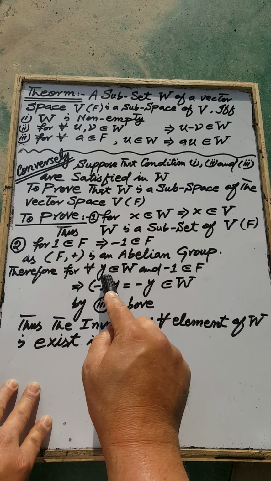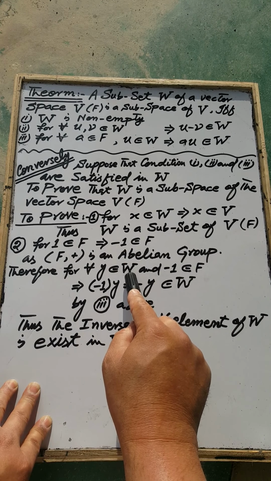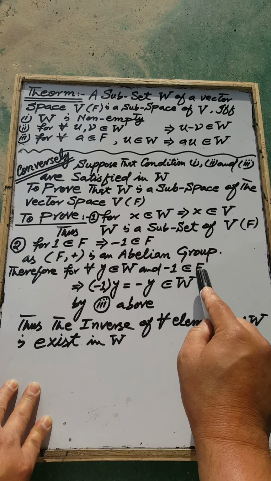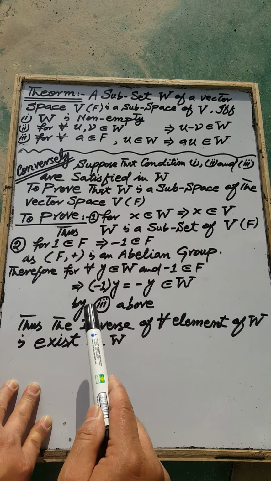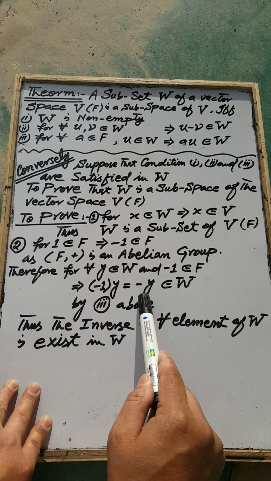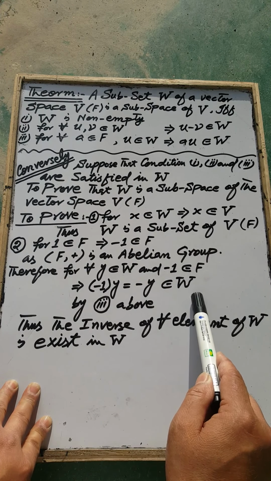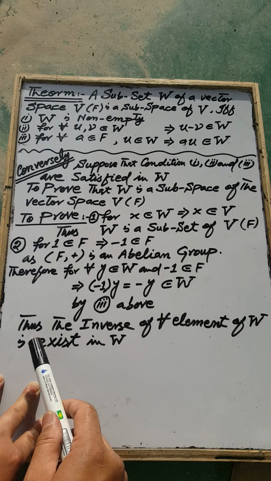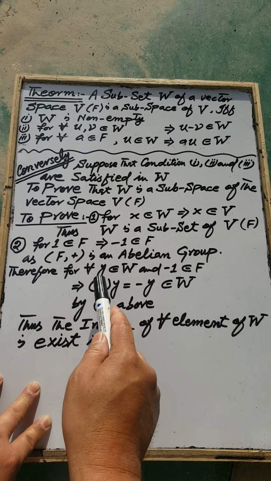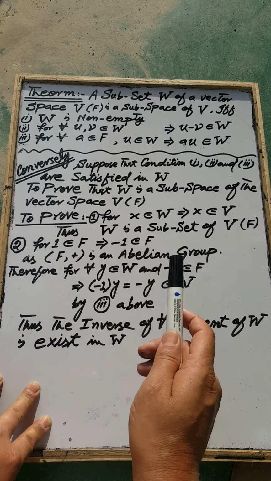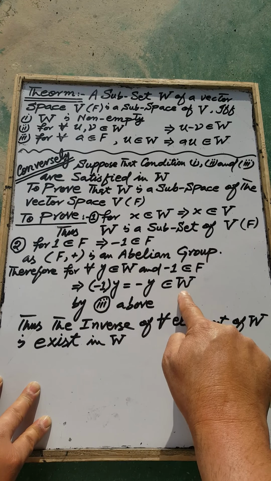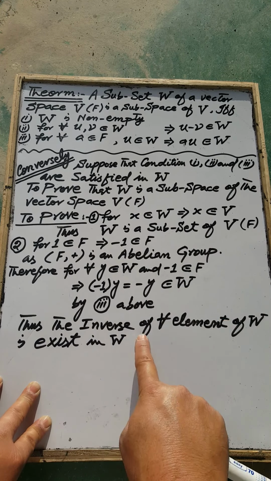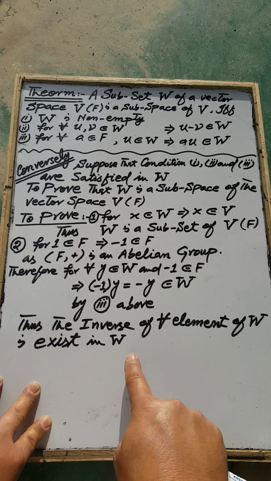Therefore, for any element y of W, since minus 1 is contained in the field, by the third property, minus 1 multiplied by y is equal to minus y, which is contained in W. Thus, the inverse of each element of W is also contained in W. Thus, the inverse of each element of W exists in W.